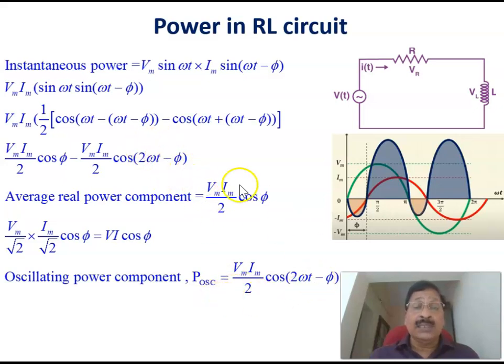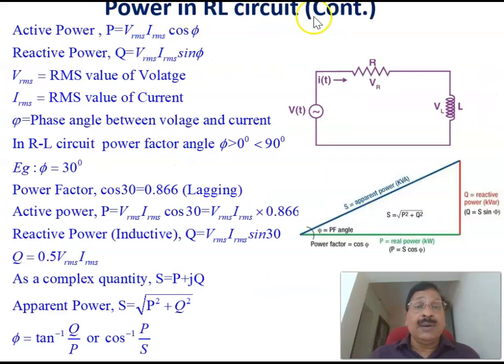And the oscillating component of power is equal to this one. Therefore, the active power in an AC circuit is given by Vm divided by root 2 into Im divided by root 2 into cos phi, or VI cos phi. Again, continuing the power in an RL circuit, same circuit here. Active power, as you know, is equal to Vrms into Irms into cos phi, and reactive power is given by Vrms into Irms into sin phi.